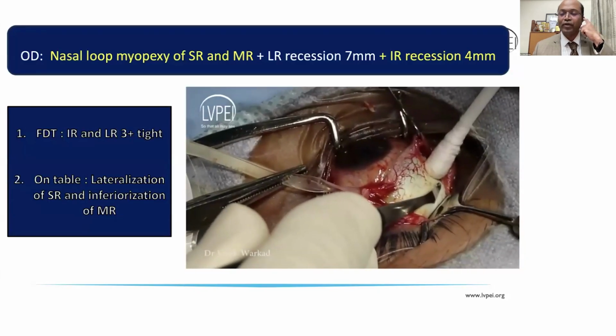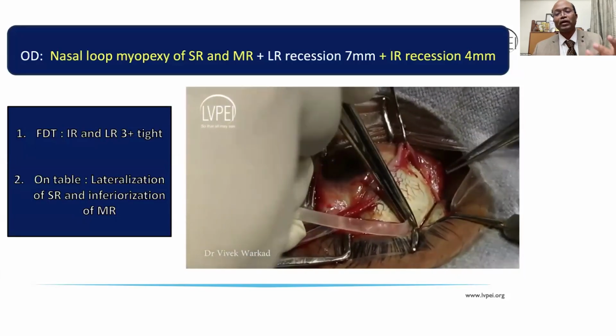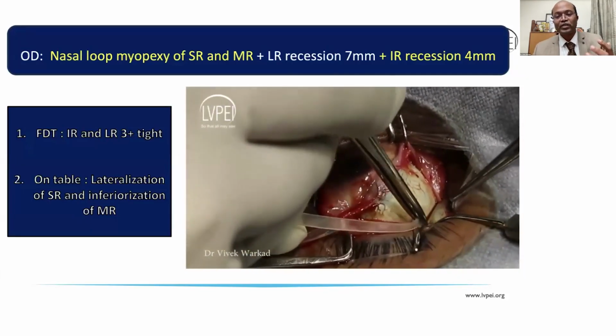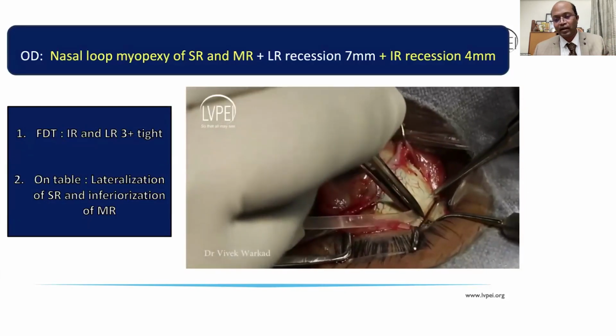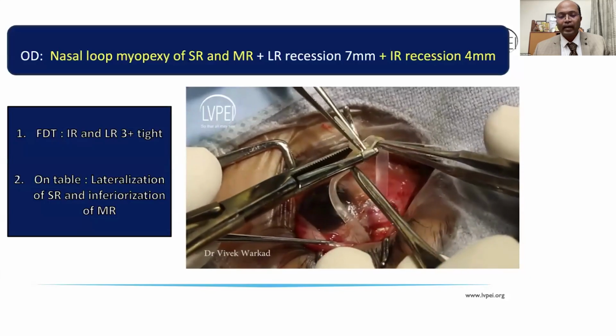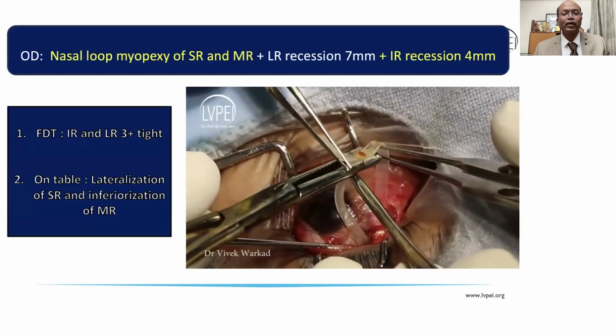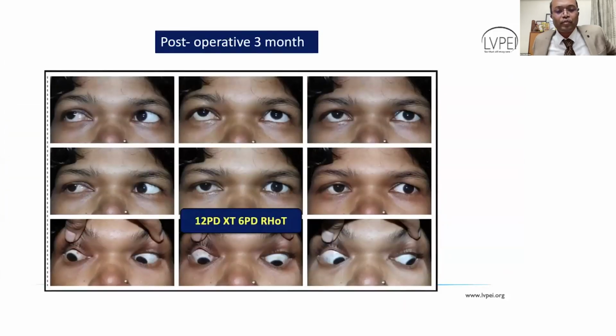The only thing is, as you do more and more, you would understand the intricacies of doing loop myopexy in different quadrants. So we are actually dealing with the nasal quadrant, superonasal quadrant. So here you have little less space compared to the temporal quadrant. So you need to be very careful and meticulous for each and every step. And that's how you end up doing the successful surgery. Post-operatively, you can appreciate this particular patient at 3-month follow-up. There was a remarkable improvement in her exotropia as well as the hypertropia.